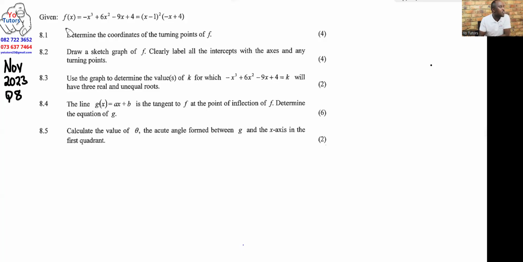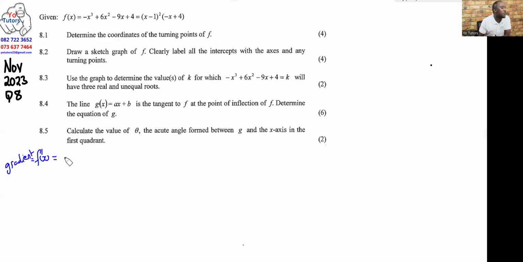Okay, so the first question is asking us, given that f(x) = -x³ + 6x² - 9x + 4 = (x - 1)²(4 - x), determine the coordinates of the turning point of f. Now, how do we get the coordinates of the turning point? At a turning point, we know that the gradient is equal to 0. So our first derivative must be equal to 0. That's our gradient.